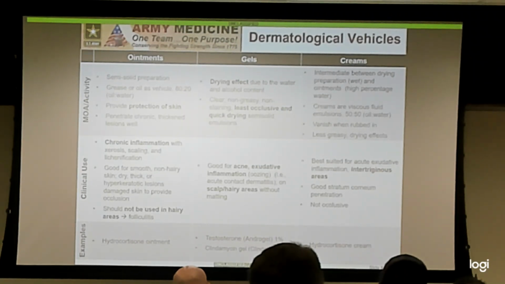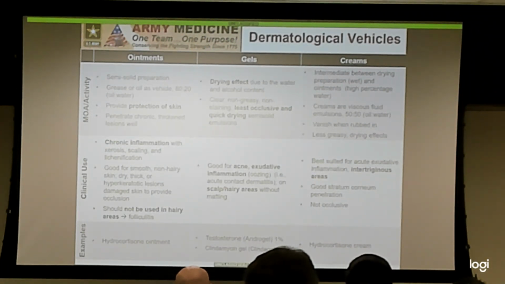Good for acne. Okay, I'm putting this on before I put on my makeup. I'm putting this on before I put on my sunscreen. Medications always go first. So good for our acne, and if anything is oozing, right? Because if it's wet, we need to dry it. Our alcohol in our gel is going to help dry it. Okay. On our scalp and hairy areas, because it's not greasy and occlusive, it makes sense that we're using it on our hairy areas.